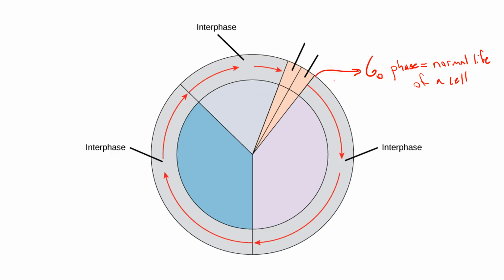Okay, now when a cell decides that it's time to divide for a variety of reasons, it enters what's known as the G1 phase of interphase. So it kind of comes out of this normal life and now enters the preparations to divide. G1 is characterized by the growth of the cell. A couple of things that happen in G1: it's accumulating building blocks.